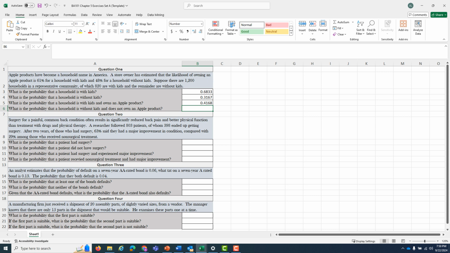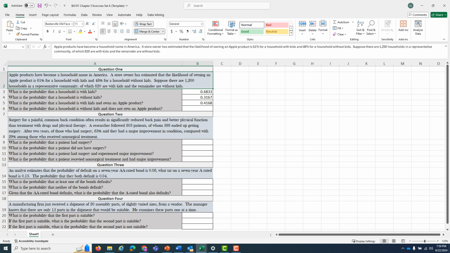What about the probability that a household is without kids and does not, the most important part, own an Apple product? Well, we have the probability right here of a household not having kids in our area, but we don't have the probability they don't own an Apple product. But we have the complement of that. We have the probability that a house without kids will have an Apple product, 48%. So 48% of kidless households, if you will, do have an Apple product. The complement of that, which is 52%, are going to not have an Apple product.